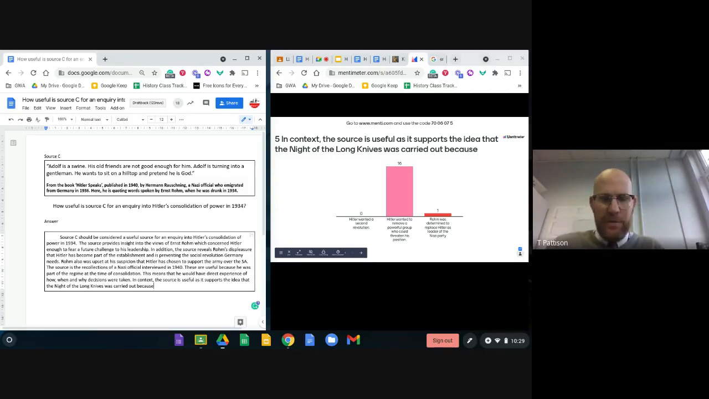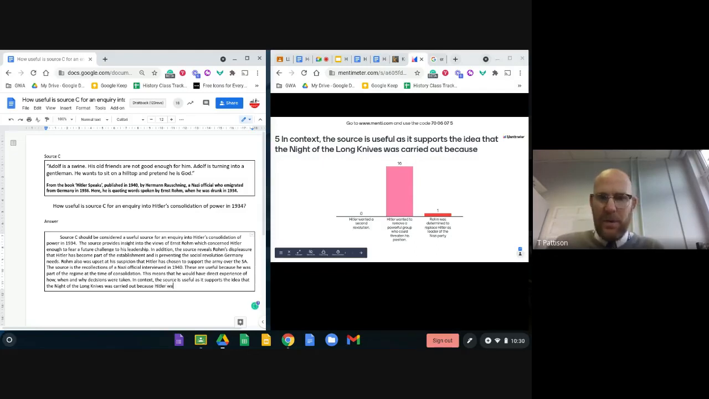Wanted to remove a powerful group who could threaten his position. Now, the source doesn't tell us that Röhm is determined to replace Hitler as leader of the Nazi Party, but I think you could argue that the source offers a suggestion that that is a possibility. So I think you can include that as well.